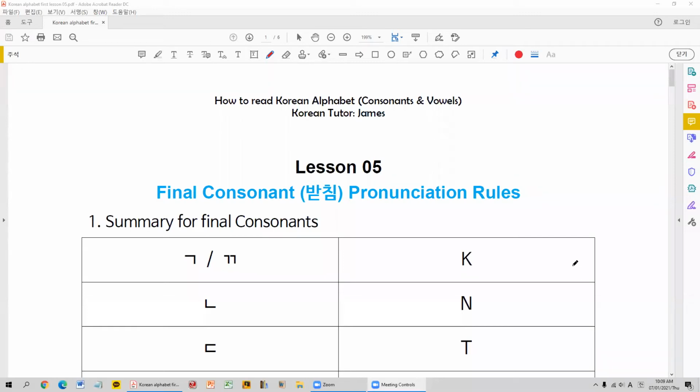Hello everyone, this is Lesson 5, Final Consonant Pronunciation Rules. We studied the pronunciation rules for the Korean alphabet. So this is a summary for final consonants.